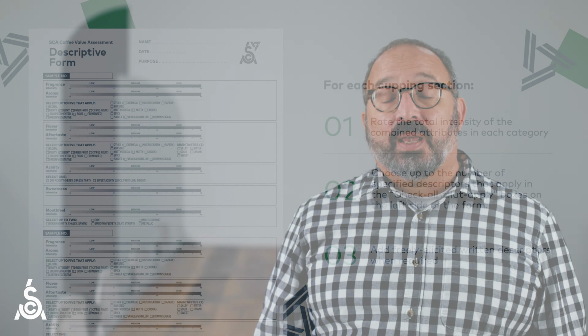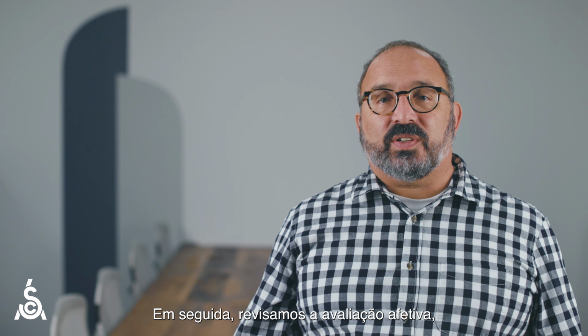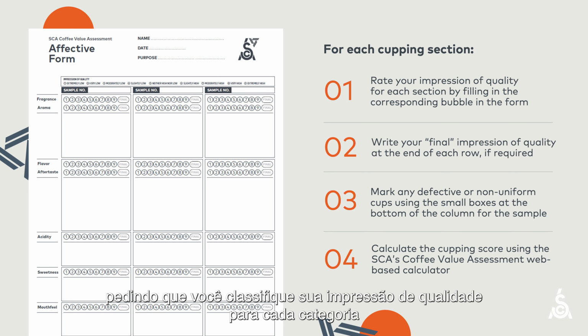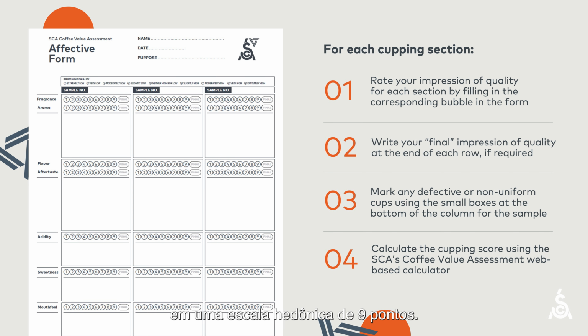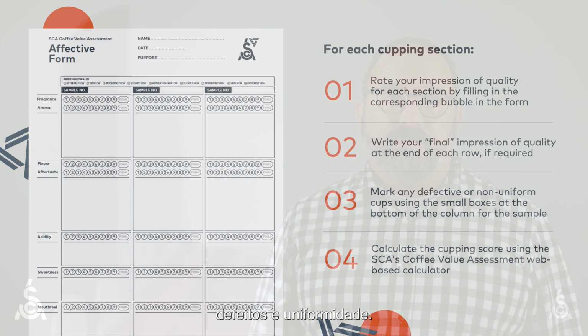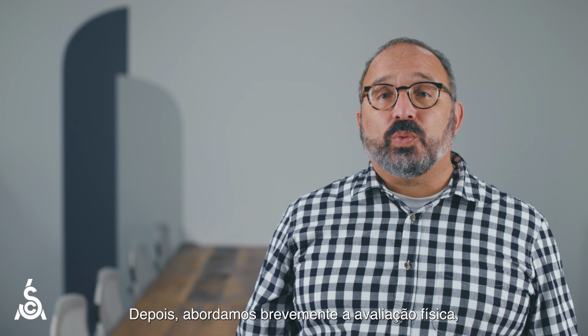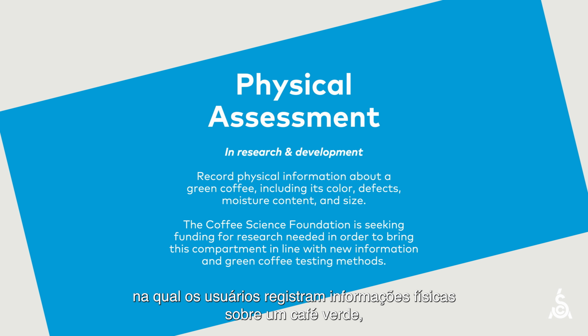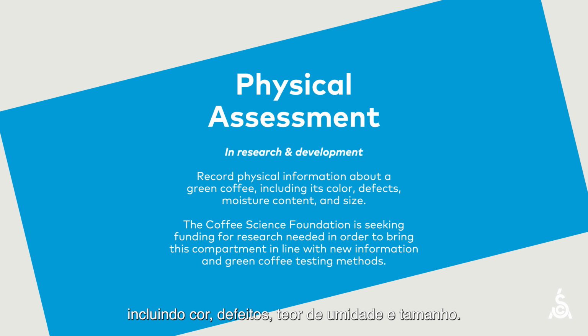Next, we reviewed the affective assessment, a method the CVA uses to assess acceptance, liking, or preference by asking you to rate your impression of quality for each category on a 9-point hedonic scale. This assessment also includes an overall impression of quality, defects, and uniformity. Afterwards, we briefly covered the physical assessment, where users will record physical information about a green coffee, including color, defects, moisture content, and size.